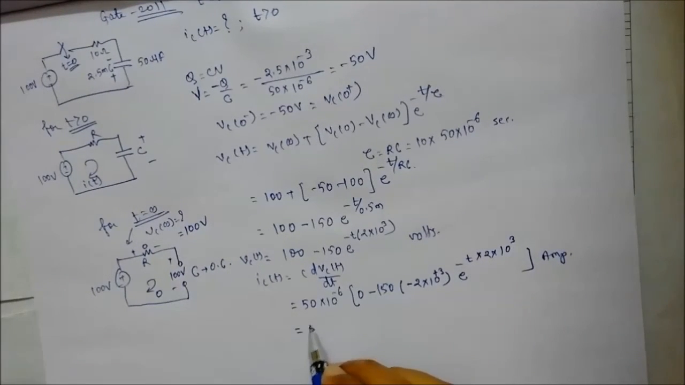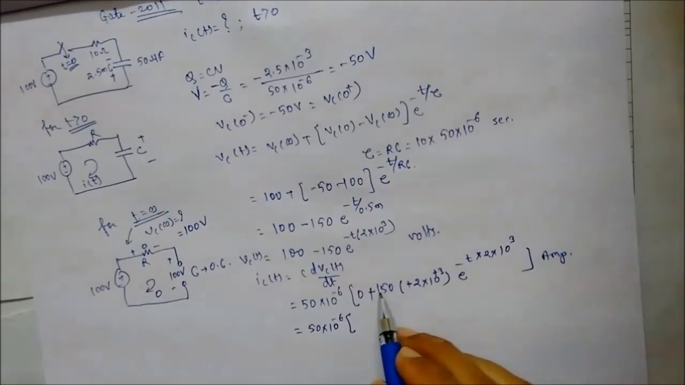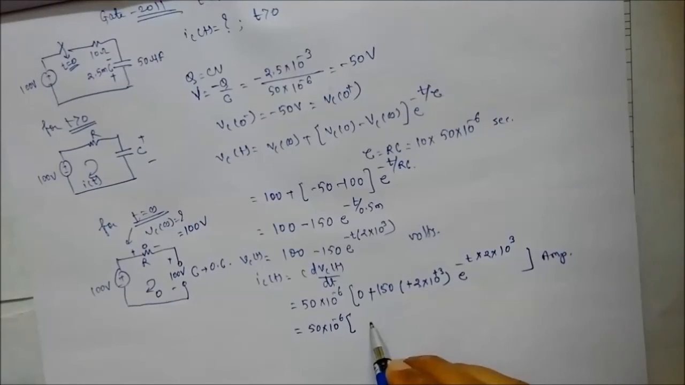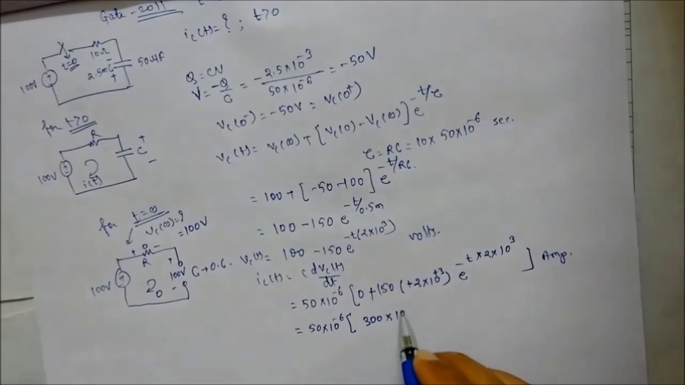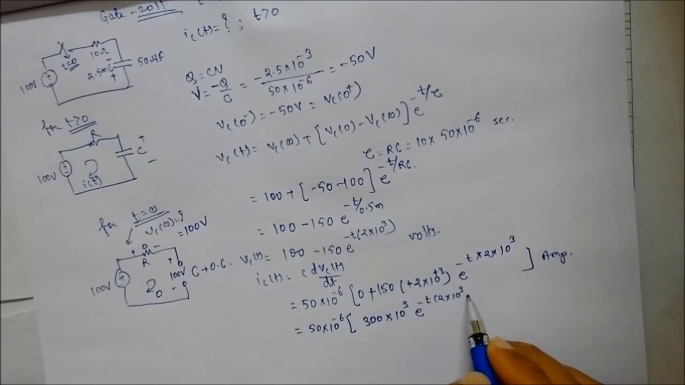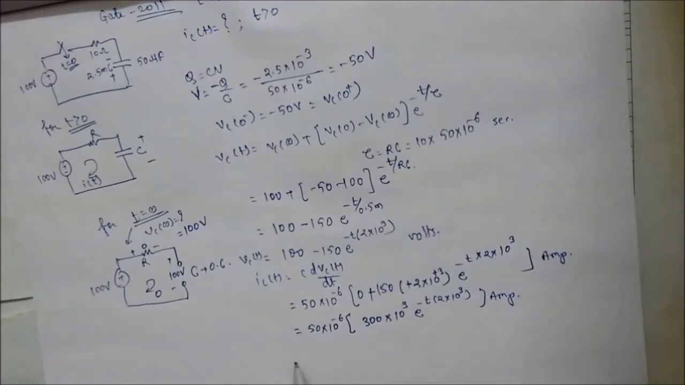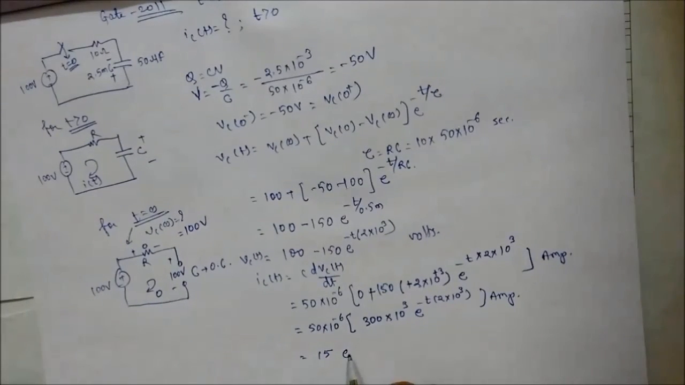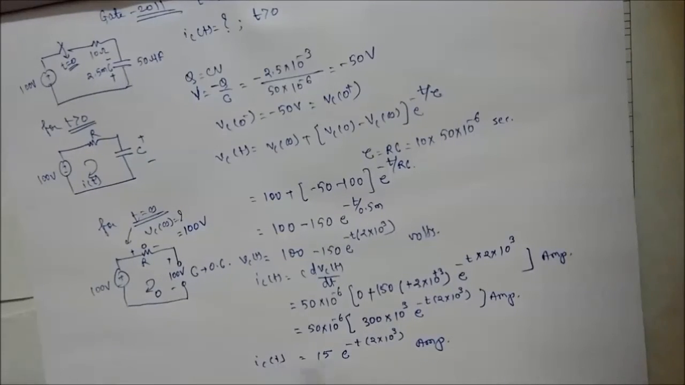That is equal to 50 into 10 to the power minus 6 into bracket, this minus minus will get plus 150 multiplied by 2, that is equal to 300 into 10 to the power 3 e to the power minus t 2 into 10 to the power 3 ampere. Simplifying this, we will get 15 e to the power minus t 2 into 10 to the power 3 ampere. This is the value of IC(t) for t greater than 0.